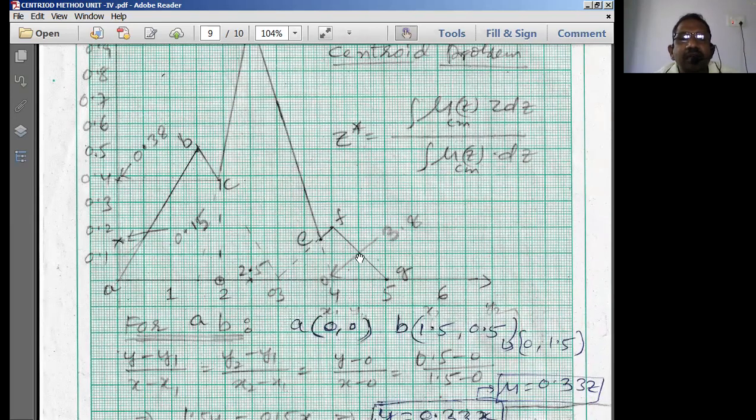Similarly at E, what is the value now? Up to here it is 3.5, then it is going to be approximately 3.8. And what is the y value here? It's going to be 0.15, around the middle of this. So E is 3.8 and 0.15. Similarly, F is 4 comma 0.2, and G is 5 comma 0. So these are the various values that we can locate over here.